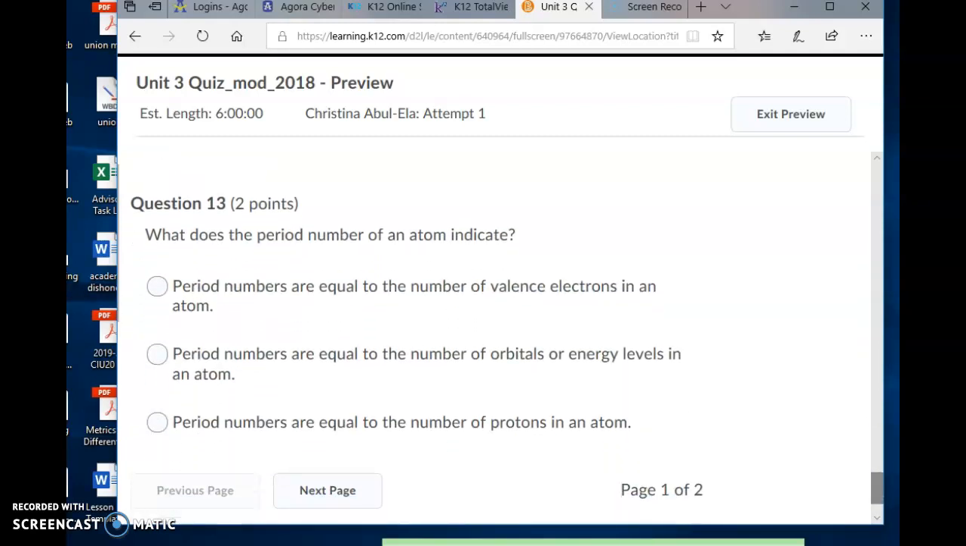Question 13. What does the period number of an atom indicate? Period numbers are equal to the number of valence electrons in an atom. Period numbers are equal to the number of orbitals or energy levels in an atom. Period numbers are equal to the number of protons in an atom. Okay, we have to go to the next page.